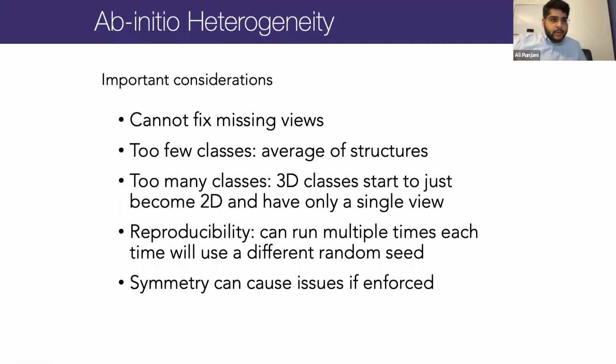One very important concept that we should always keep in mind is that ab initio reconstruction cannot fix the problem of missing viewing directions, which we've discussed a few times now, the orientation distribution problem. If your data doesn't have enough or any views from certain directions, it is impossible for ab initio reconstruction to recover the correct result. That information isn't in the data, and we don't have any prior information coming in from an input model or an initial model.